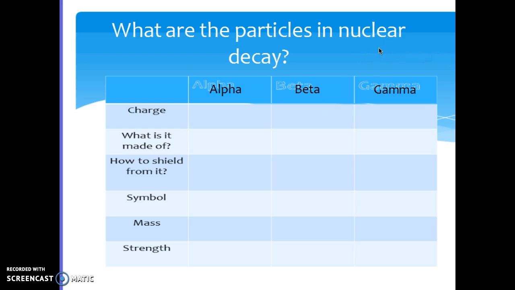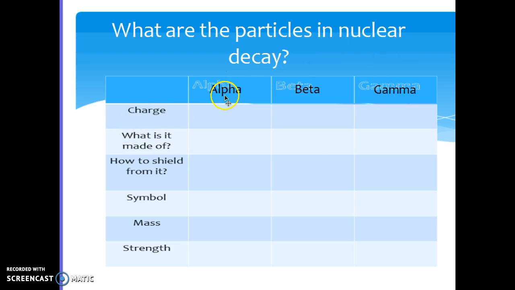One of the first things you need to know about nuclear chemistry are the three particles that are involved in nuclear decay. They are alpha, beta, and gamma. Alpha rays are the least penetrating, and gamma rays are the most penetrating. If you recall, gamma rays are also found in our electromagnetic spectrum, and they have the highest frequency and the shortest wavelength. So that kind of explains why they can be so damaging.